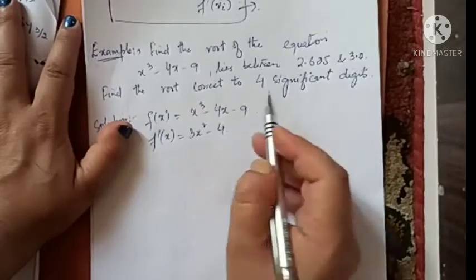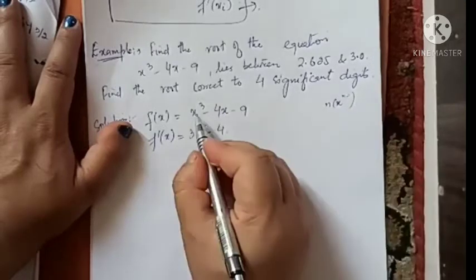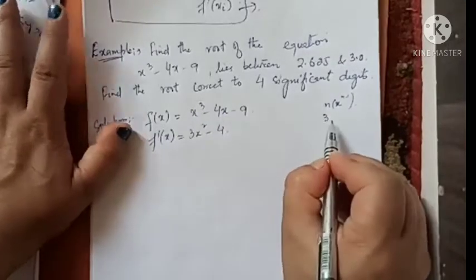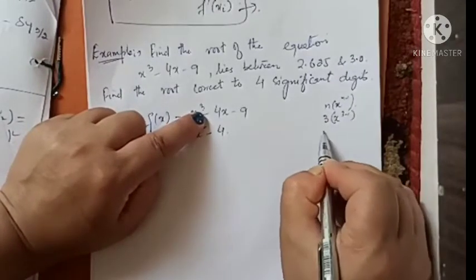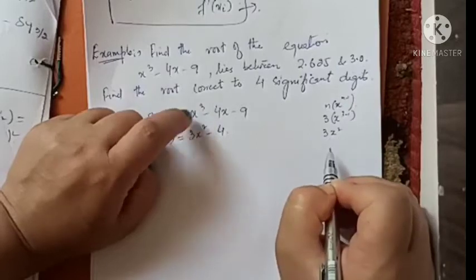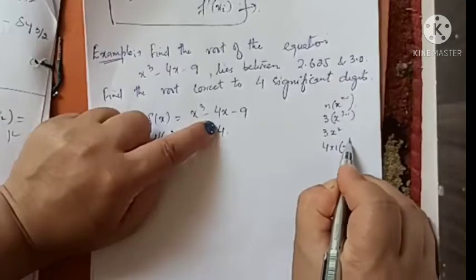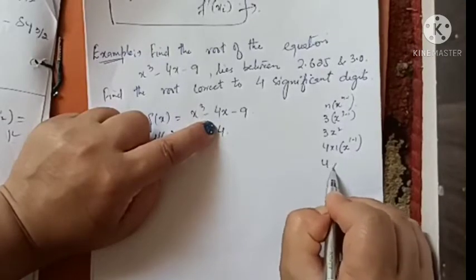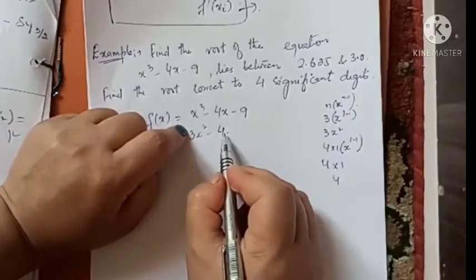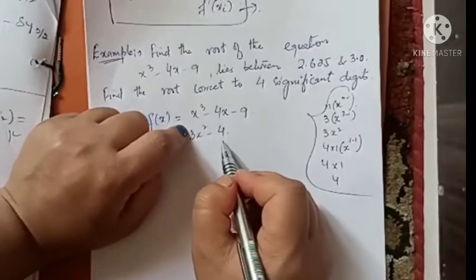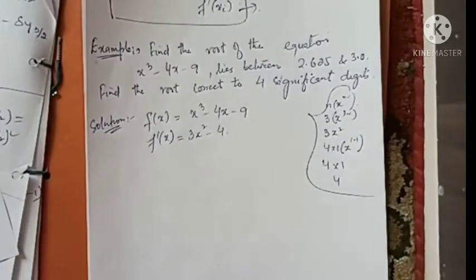For a variable, the derivative is always n into x raised to n minus 1. Like x cube, so n over here is 3. This is x, this is 3 minus 1, so this will be 3 into x square. Similarly over here it is 4 into x raised to power 1 minus 1. Anything raised to power 0 is equal to 1, so 4 into 1, so 4. That is the reason I write 4 over here. 9 is a constant, so you have to take that equal to 0. So this is its derivative.